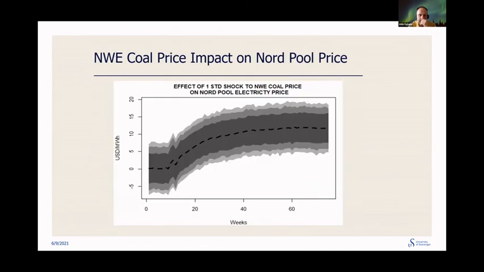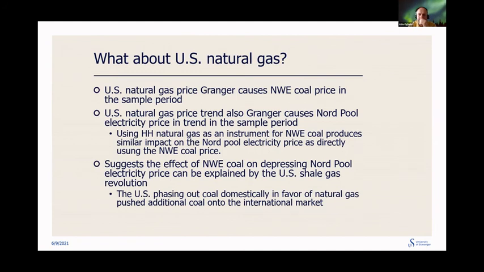So if we then go to the US natural gas, we haven't considered the US market. If we look at the natural gas here, we do find that the US natural gas actually can explain the EU imported coal price, in the sense that it Granger causes the import price for coal.